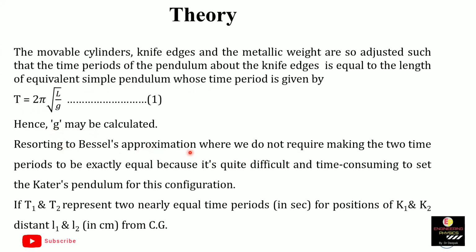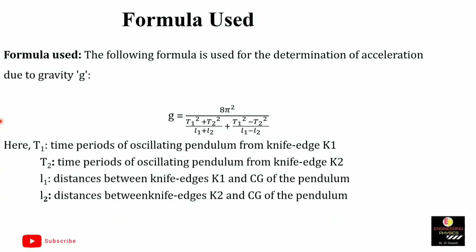We resort to Bessel's approximation, where we do not require the two time periods to be exactly equal, because it is quite difficult and time consuming to set the Kater's pendulum for this configuration. Here T1 and T2 represent nearly equal time periods in seconds for the positions of K1 and K2, and distances L1 and L2 in centimeters from the center of gravity.